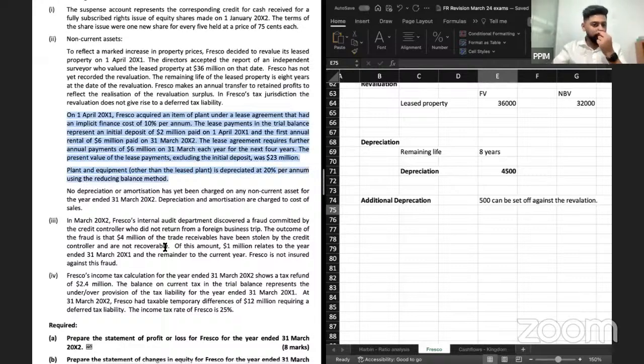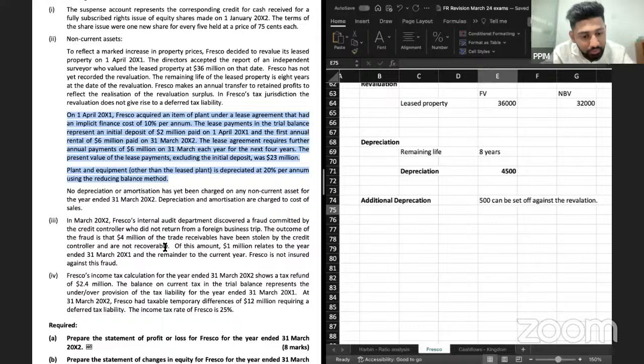Now, here. On 1st of April 2011, Fresco acquired an item of plant under a lease agreement that had an implicit finance cost of 10% per annum. The lease payments in the trial balance represent an initial deposit of 2 million paid on 1st of April 2011, and the first annual rental of 6 million paid on 31st March 2012.